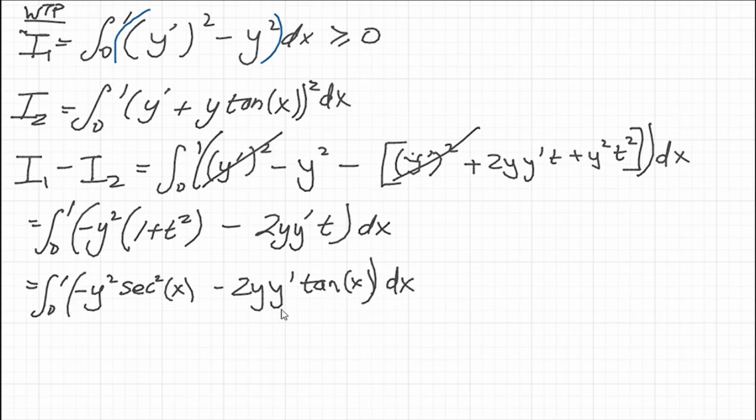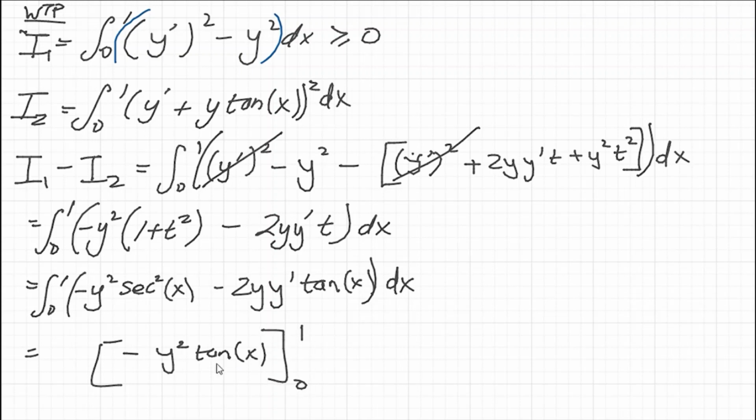And now what's really nice about this is I can actually just spot the antiderivative of this. If you've seen derivative problems before, you might know what the derivative of y squared is, and it's 2y y prime. So we can actually just spot that the antiderivative of this is just minus y squared tan x. Again, between 0 and 1.